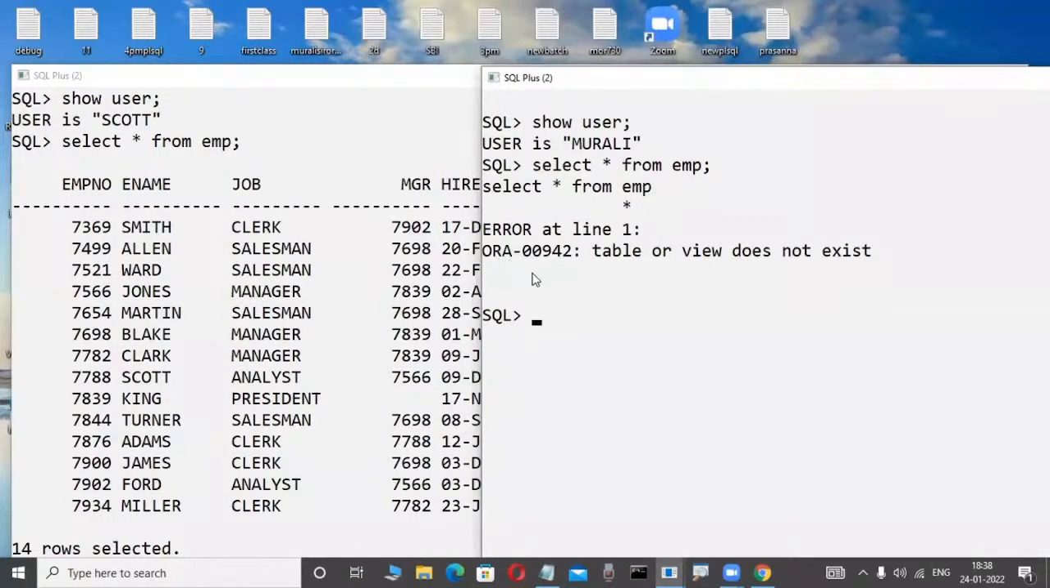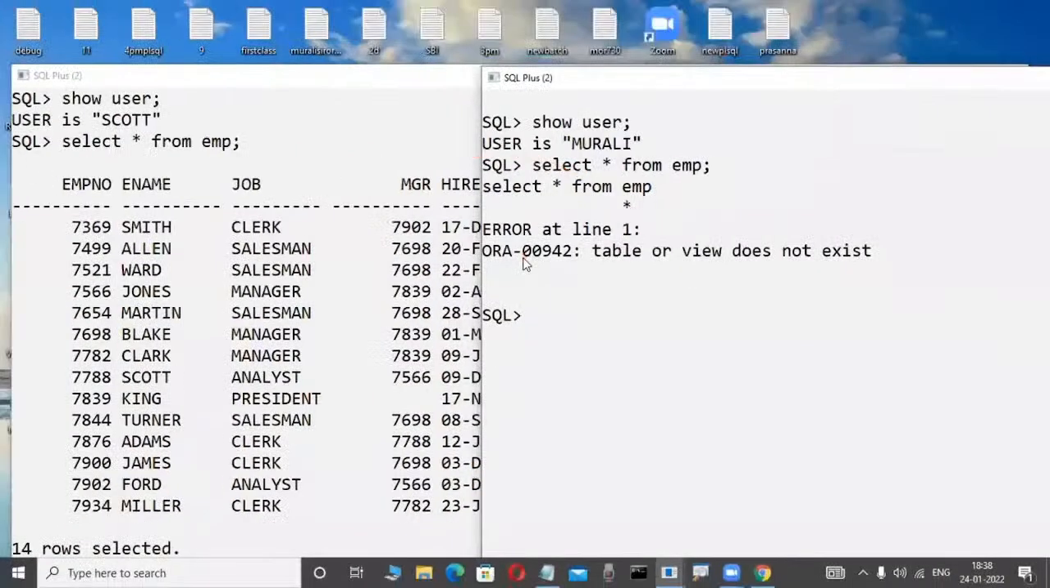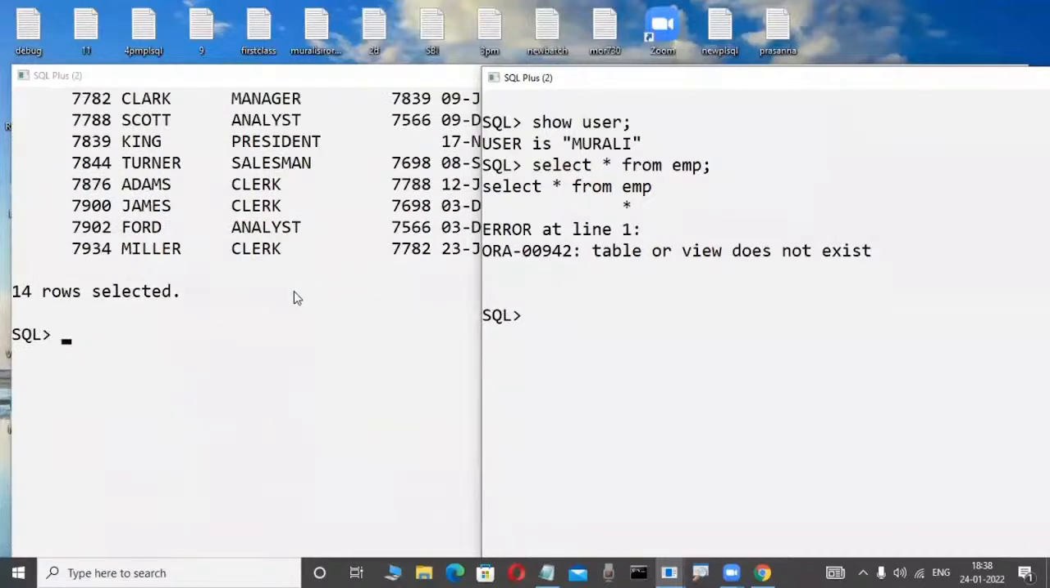Suppose Murali, as a user, is interested in accessing a Scott user table. For example, the Murali employee requests the Scott employee: please give me your table, I am using some information from your table in my project. Whenever the Murali employee requests the Scott employee, it is for accessing the EMP table only.